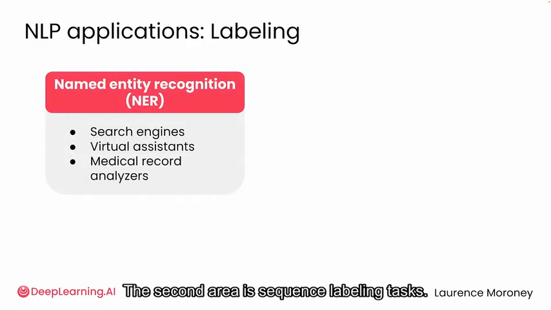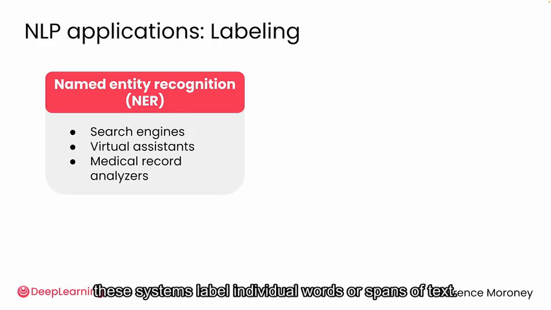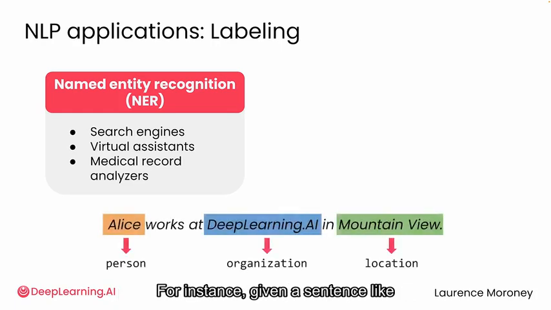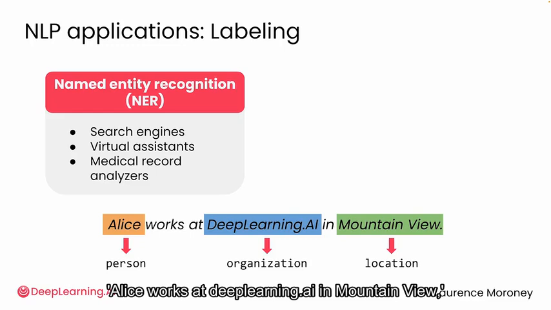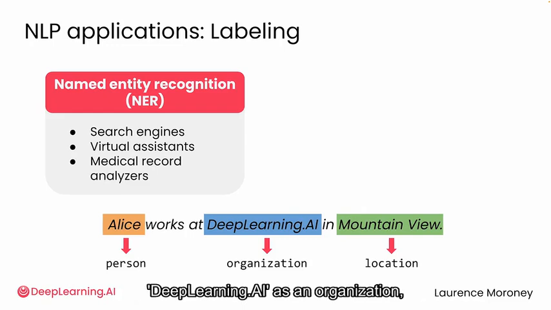The second area is sequence labeling tasks. Instead of labeling a whole sentence, these systems label individual words or spans of text. A great example is named entity recognition, or NER, where models can identify names of people, organizations, locations, addresses, stuff like that. For instance, given a sentence like "Alice works at deeplearning.ai in Mountain View," an NER system can pick out Alice as a person, deeplearning.ai as an organization, and Mountain View as a location.